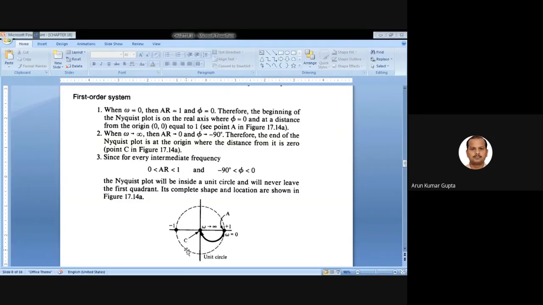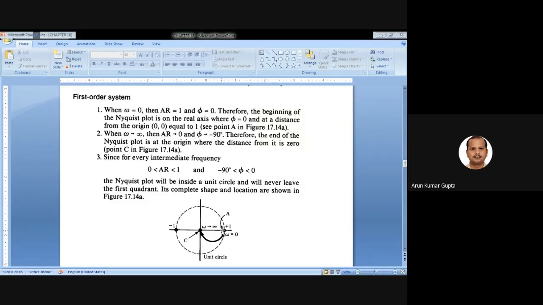For the reference, this is also an important point. For the reference, we plot a unit circle. Unit circle means a circle having radius 1. This is just for reference point of view. It is nothing related to the Nyquist plot, but as a reference, we can plot like this. So we start with omega equal to 0. That will give you AR equal to 1. So we are at this point, and the phase angle is also 0. That's why the phi value is 0. So that's why we are here, right?